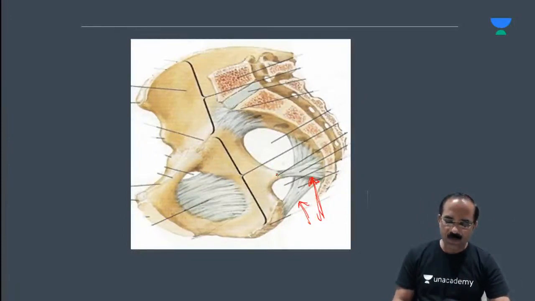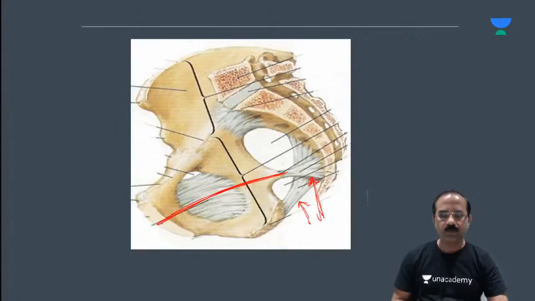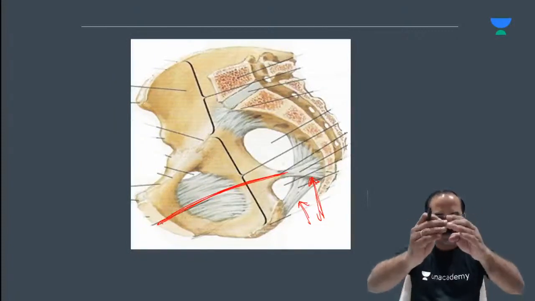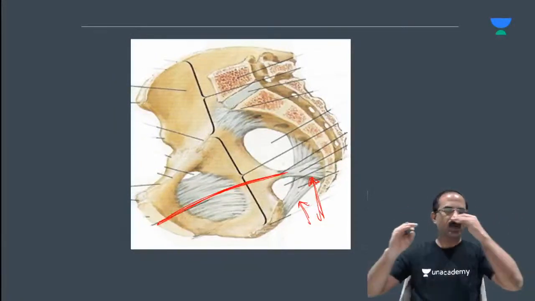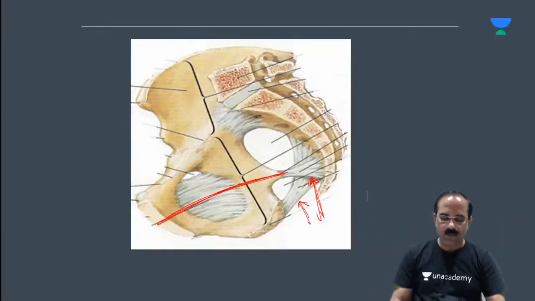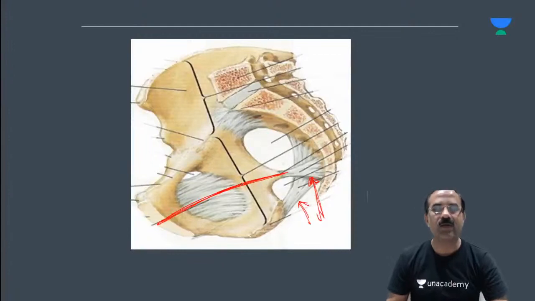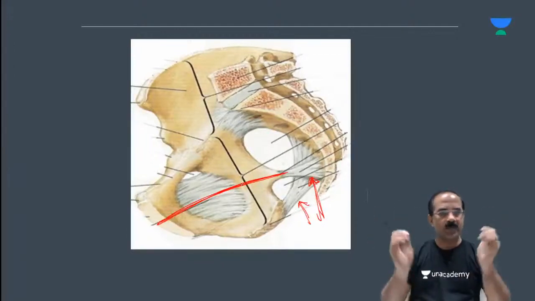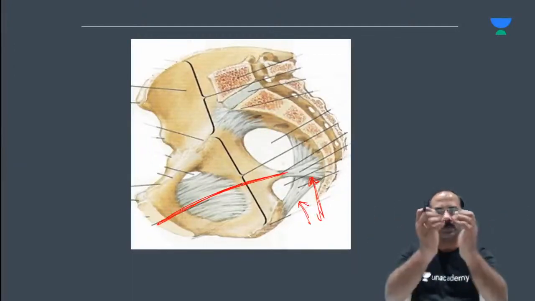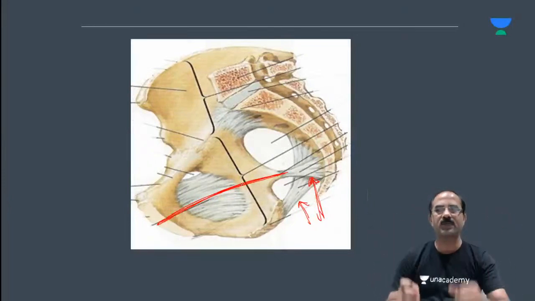Now, what is this? This is the ischial spine. We draw a line from the pubic symphysis to the ischial spine, like this. And what is this line known as? This line is known as the white line of pelvic fascia. It begins from the pubic symphysis and goes on either side to the ischial spines.